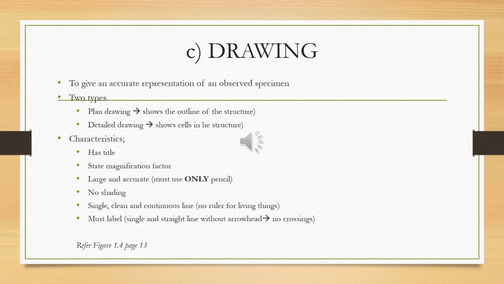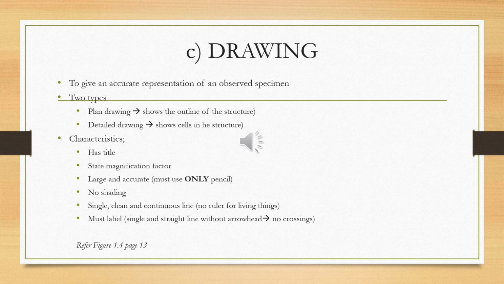So next is no shading. Put away your artistry skills. We want only a single line, no shading, no double line. And then the next one is a single, clean and continuous line.